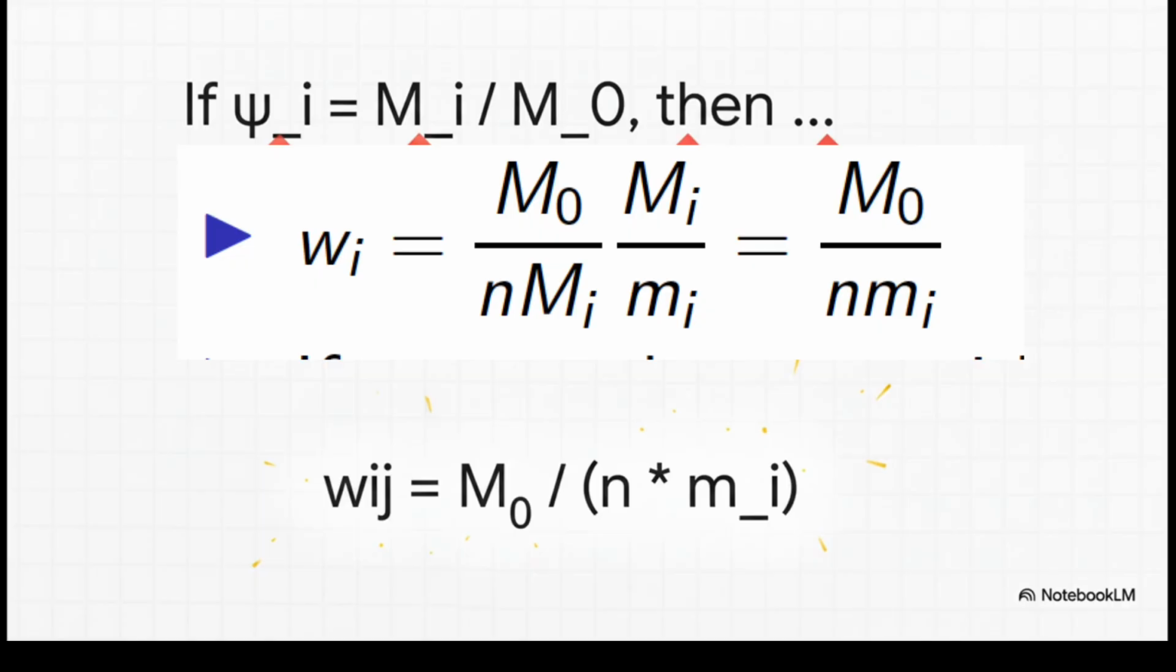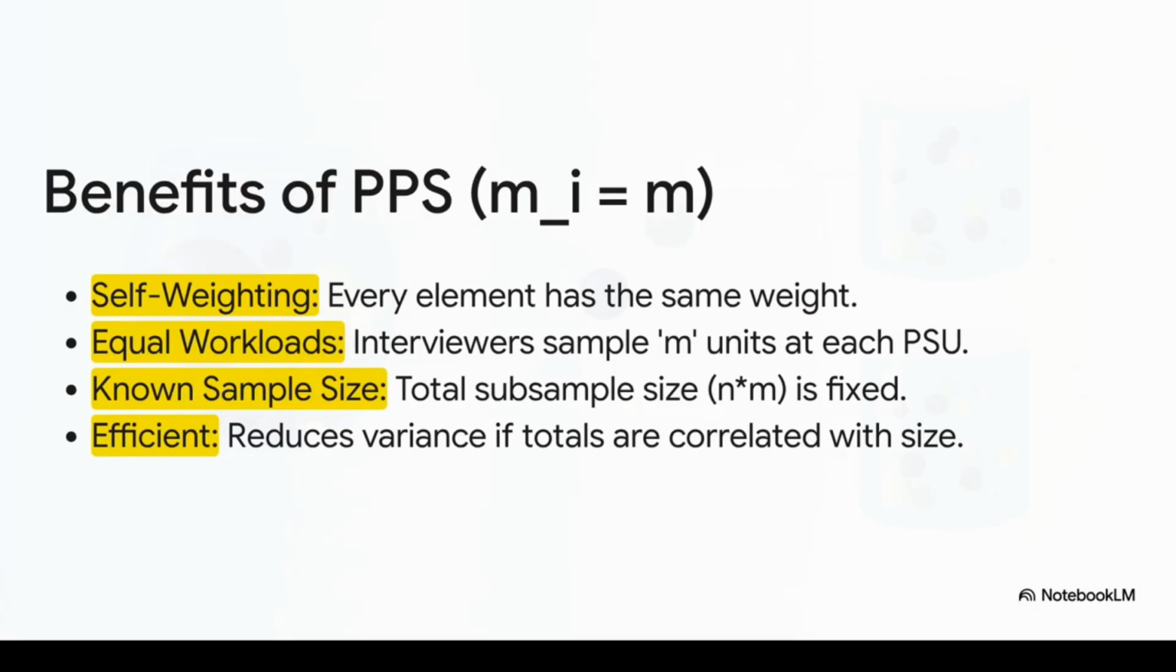The first stage weight becomes m0 over n times mi. The second stage weight is still mi over m, and look what happens. The mi terms, the size of the group, they just cancel out completely. It's beautiful. The result of this is profound. If we then make one more simple decision, to sample the exact same number of elements, let's call it m, in every single group we select, then the weight becomes constant for every single observation in our dataset. This creates what's called a self-weighting sample, which makes analysis so much easier.